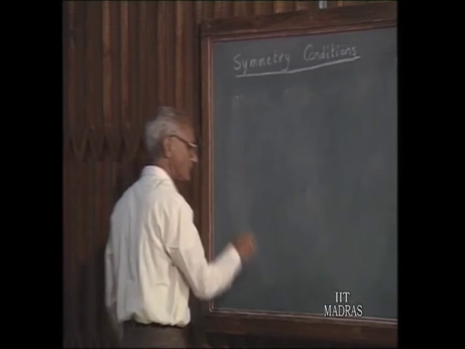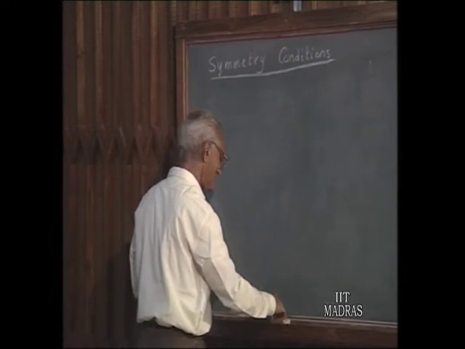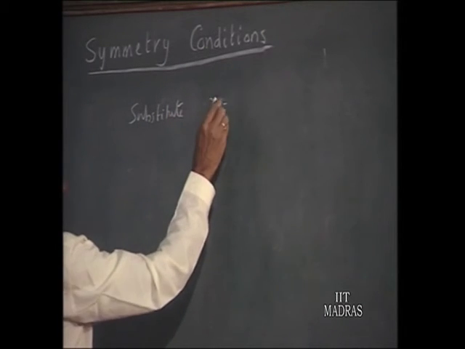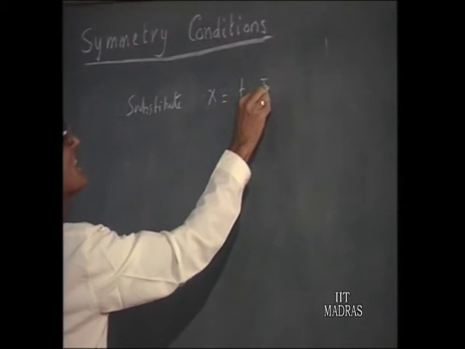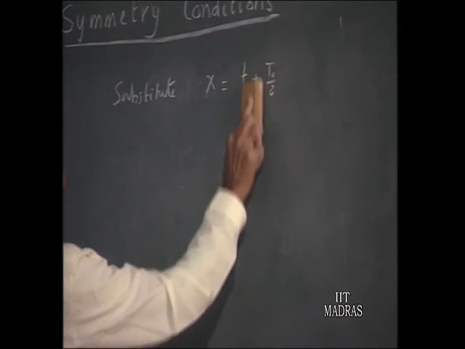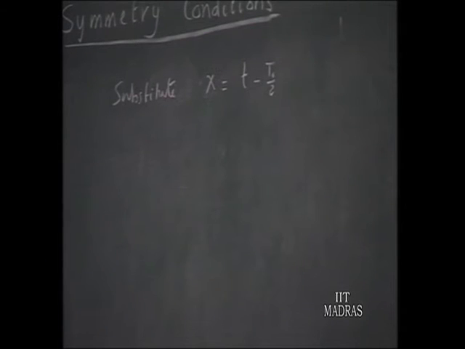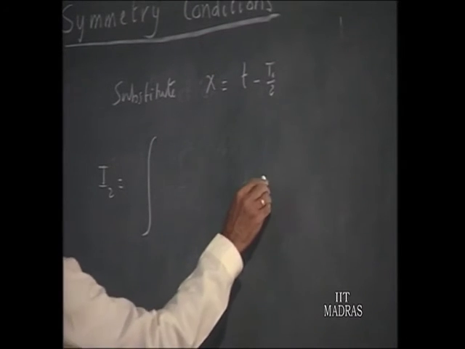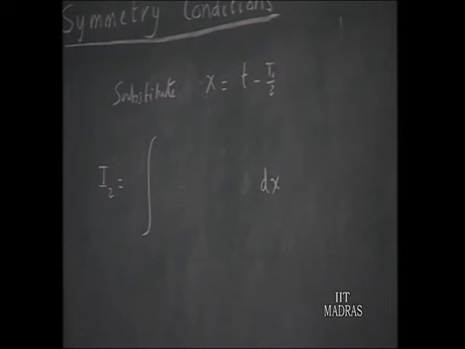Let me evaluate I2. In this, let me substitute x equals t minus t naught upon 2. Then I2 will be: I am going to substitute x for t, dt equals dx, therefore the variable of integration is x. So, I have dx. Then when small t equals t naught upon 2, x will be 0. When small t equals capital T naught, then x will be t naught by 2.